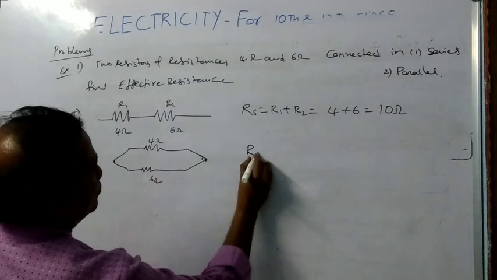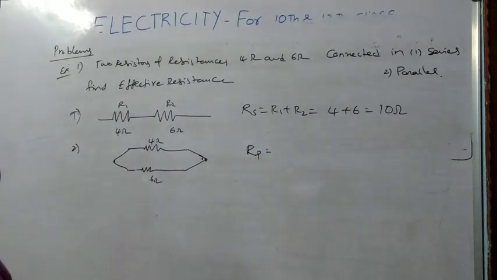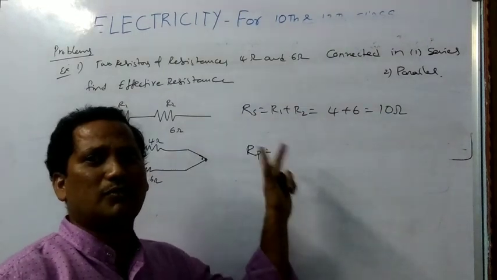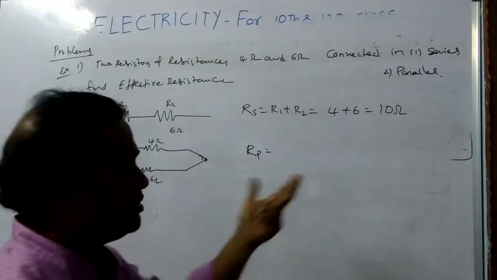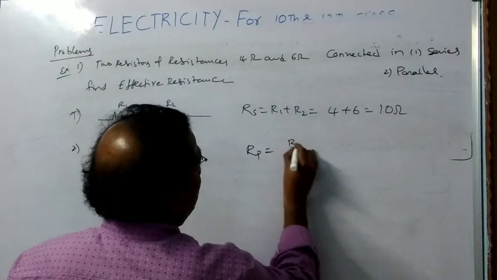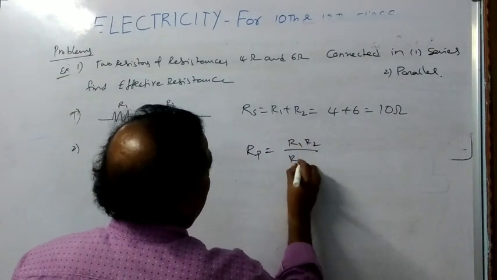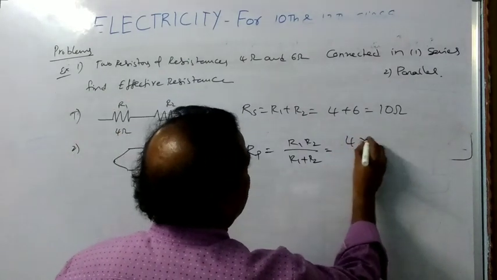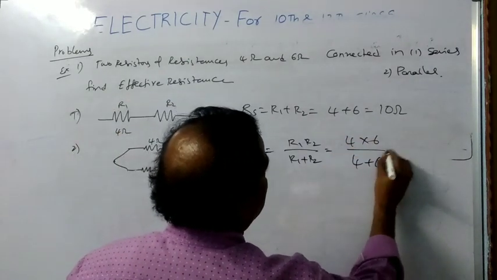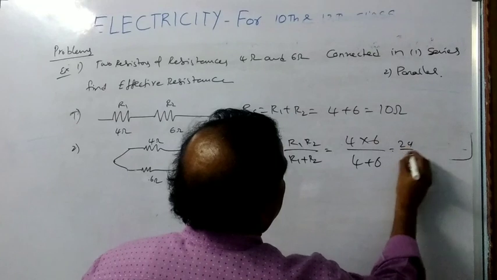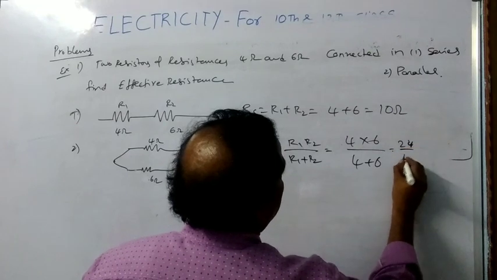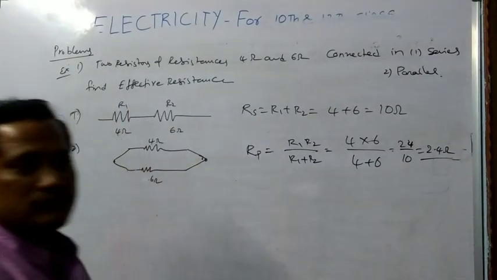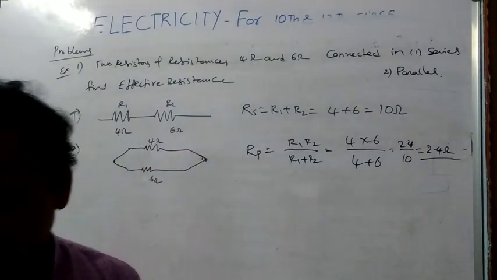So what is the effective value? Rp, as you know, you can write R1 R2 by R1 plus R2, or you can use 1 by R is equal to 1 by R1 plus 1 by R2, whatever you want. So simply R1 R2 by R1 plus R2. As you know, 4 into 6 by 4 plus 6, that is 24 by 10. That is simply 2.4 ohms. So this is also a small problem.